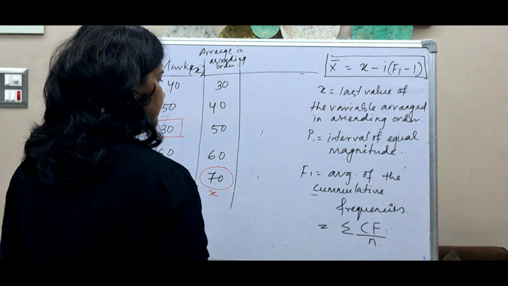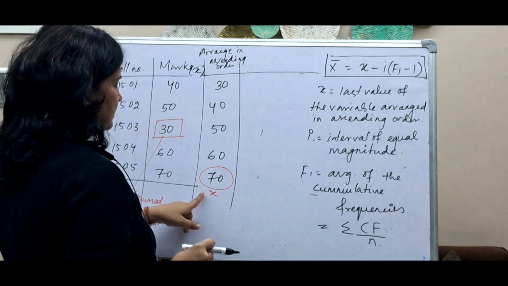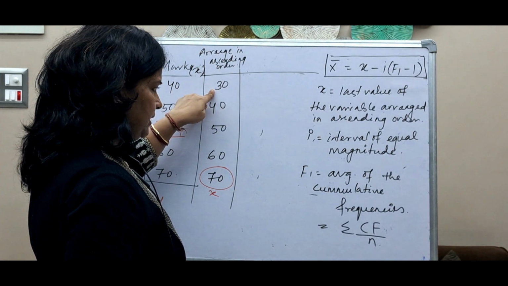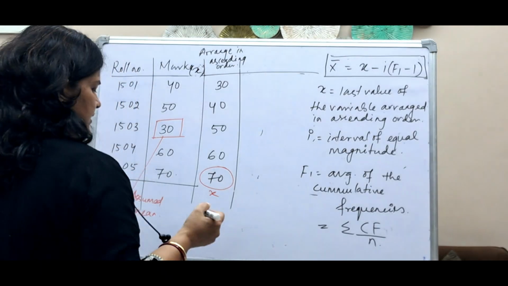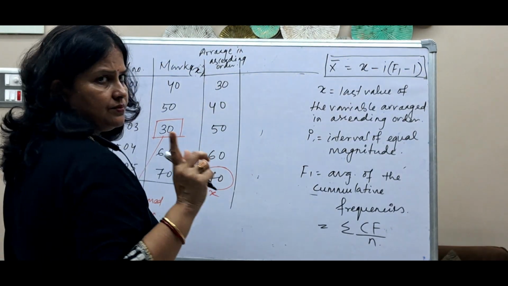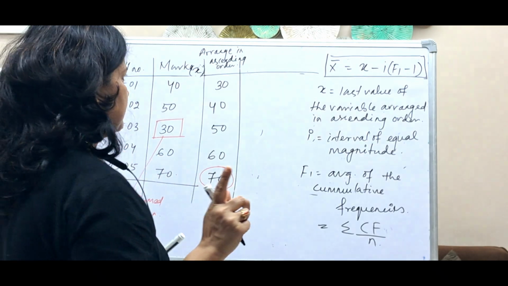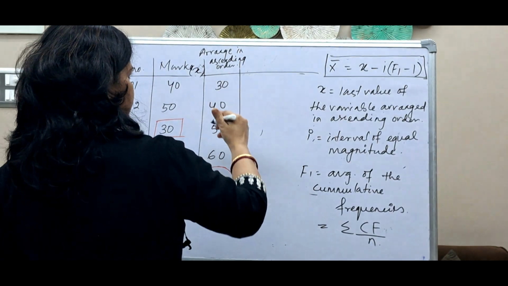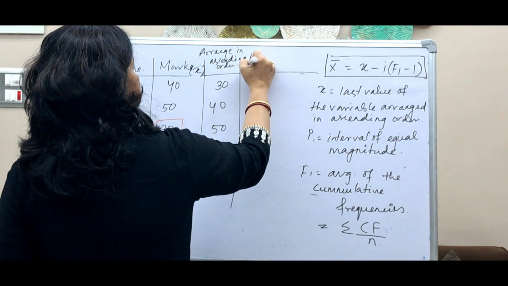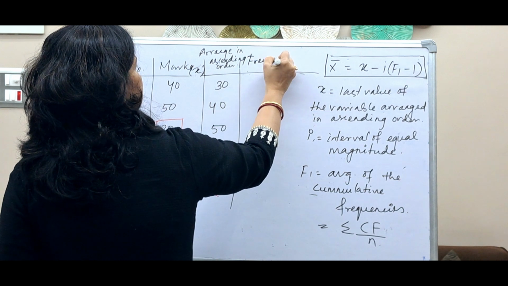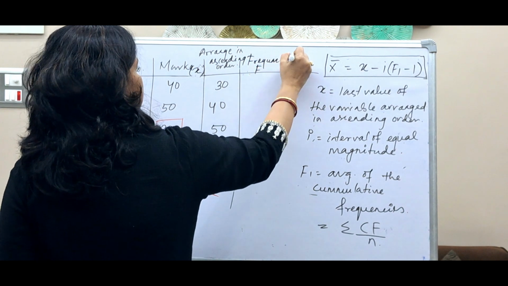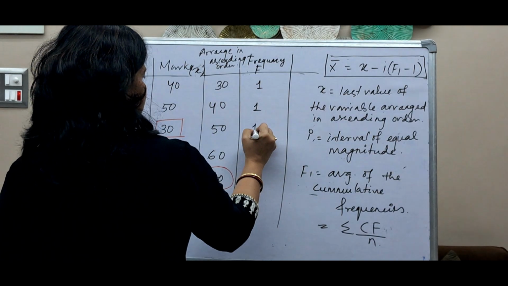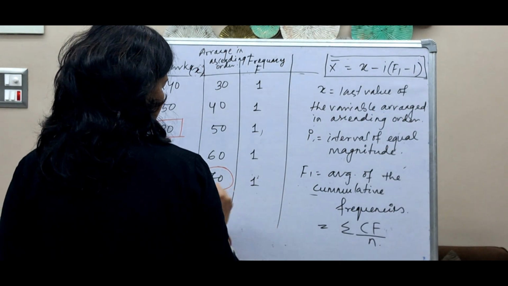Now what we need to find? We need to find the frequency of each variable. If we see, every variable occurs only once, there is no repetition. So the frequency we can take here as 1. So the frequency f, we can write here 1, 1, 1, 1, 1.